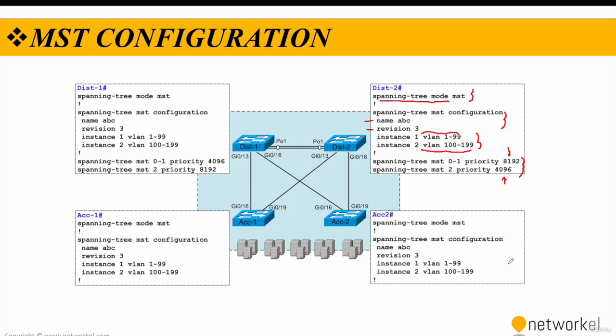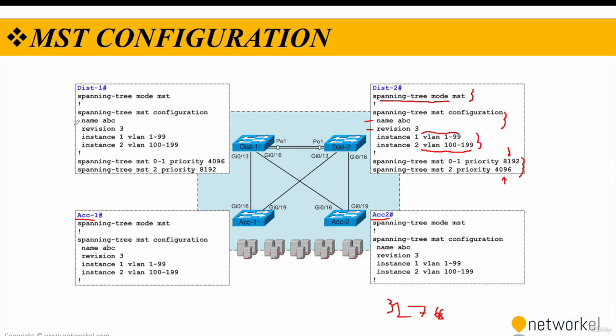And let's have a look at the other configurations in other switches. In here for ACC1 and ACC2, I don't see any priority configuration, which means those switches will use the default spanning tree priority value, which is 32,768. If you can read it, of course. I'm very sorry.